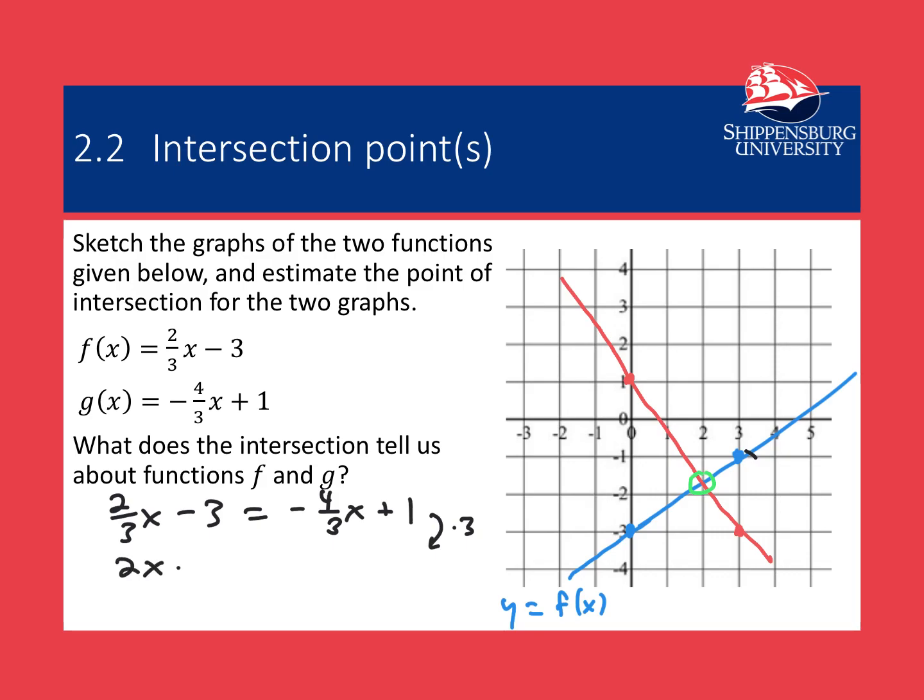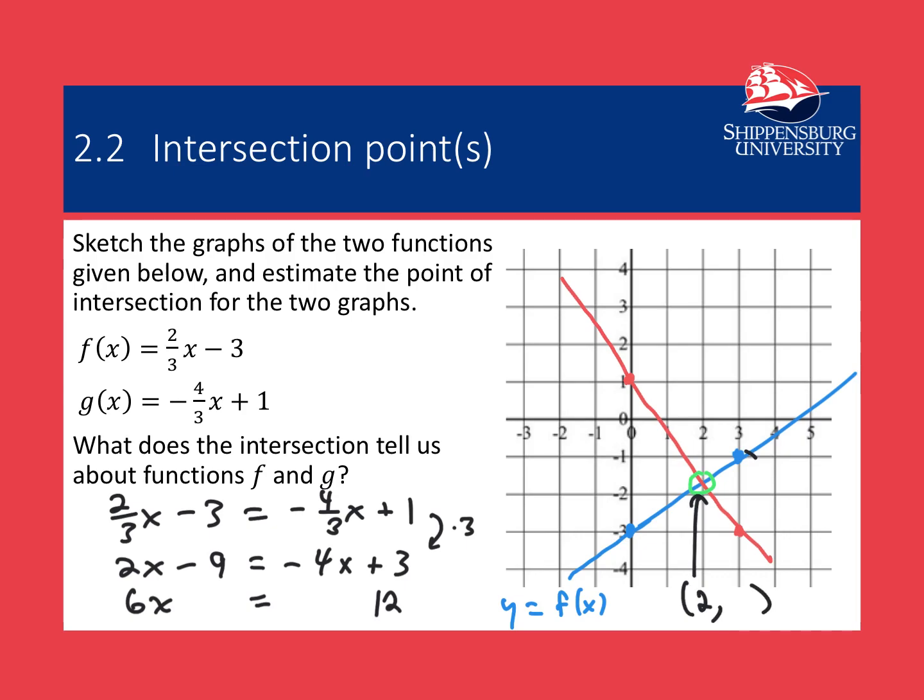So if I multiply everything in the first equation by 3, I'll have that. If I multiply everything in the second equation by 3, I'll have this. Now I've cleared the fractions, so I can add 4x to both sides, and I can add 9 to both sides, and I'll have the equation 6x equals 12. And so from that, I will determine that x is 2, and that looks pretty spot on. My drawing was actually way better than I thought. So my x-coordinate will be 2 in this point of intersection.